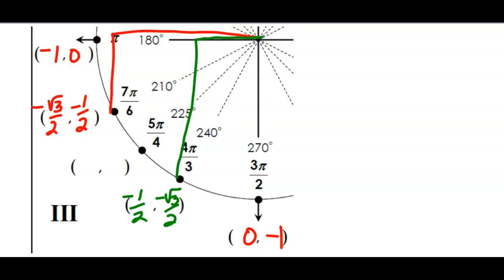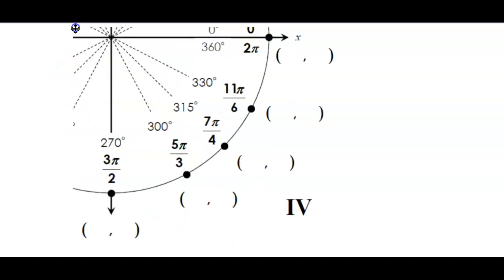And the 45, 45, 90 in the middle here went over the same amount as it went down. Those are the same, so it's square root of 2 over 2 and square root of 2 over 2, but I went left and down, so they're both negative. All right, last quadrant. Same thing here. I went across 0, down 1. This one was over 1 and up 0.